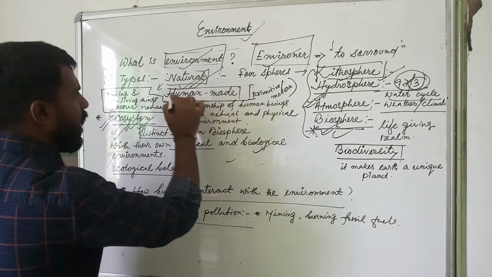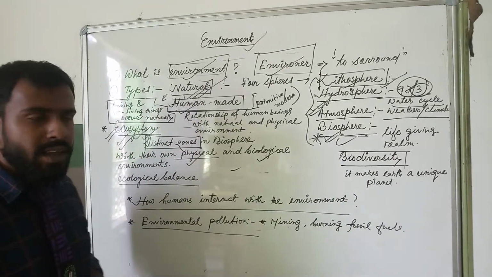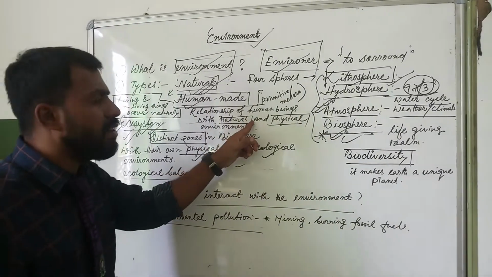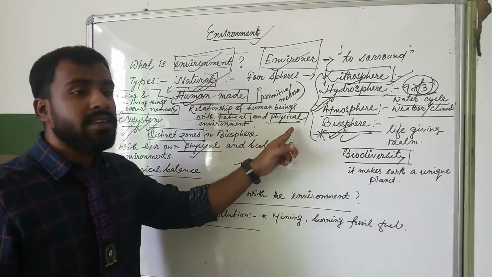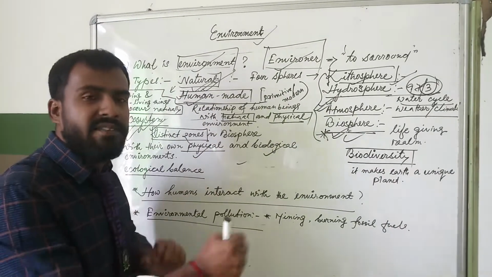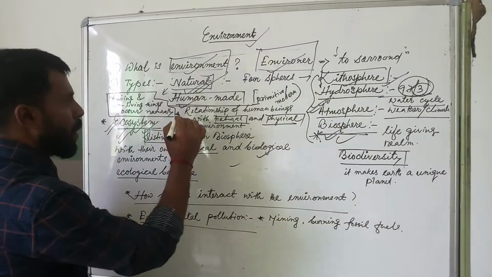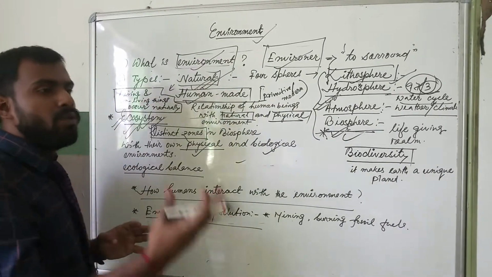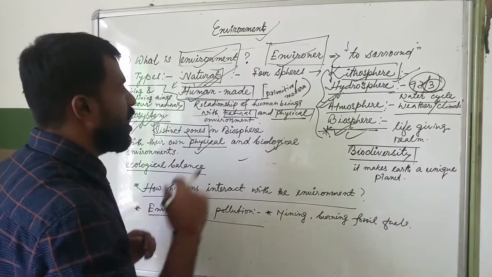the human-made environment. The environment, or the relationship of human beings with the natural and physical environment. First of all, we need to know what the natural elements are and what the physical elements are. Natural elements are the elements that nature provides us naturally. And physical elements are also provided by nature, but they can be physically felt, like water and soil. On these things, human beings depend and create something new. This relation is known as the human-made environment.